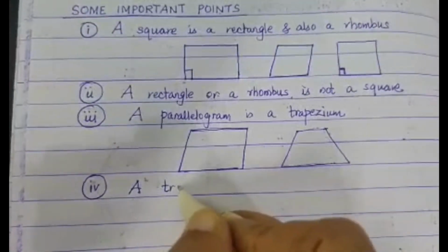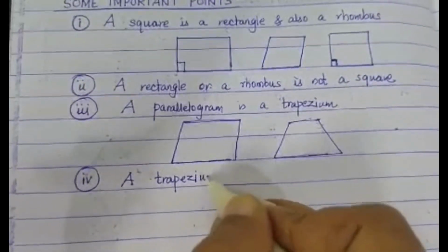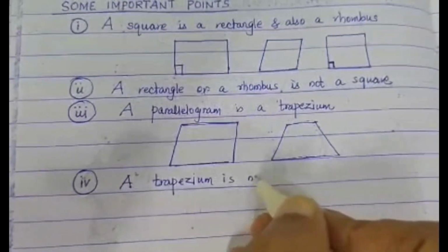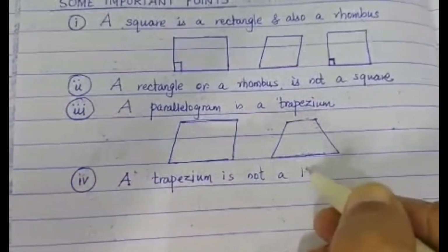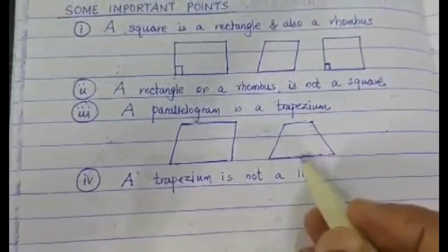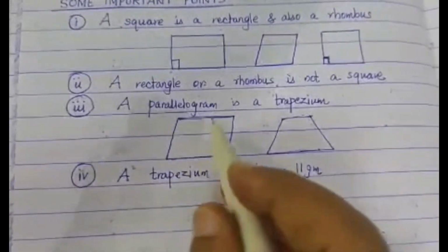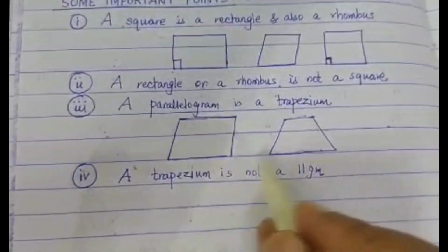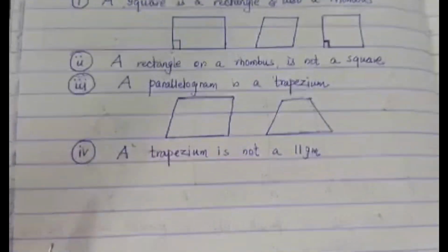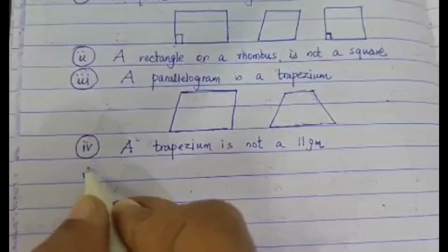The fourth important point is a trapezium is not a parallelogram, because in a trapezium only one pair of sides is parallel. For a parallelogram we need both pairs of opposite sides parallel, but here it is not. So a parallelogram can be a trapezium, but a trapezium cannot be a parallelogram. This is the difference.